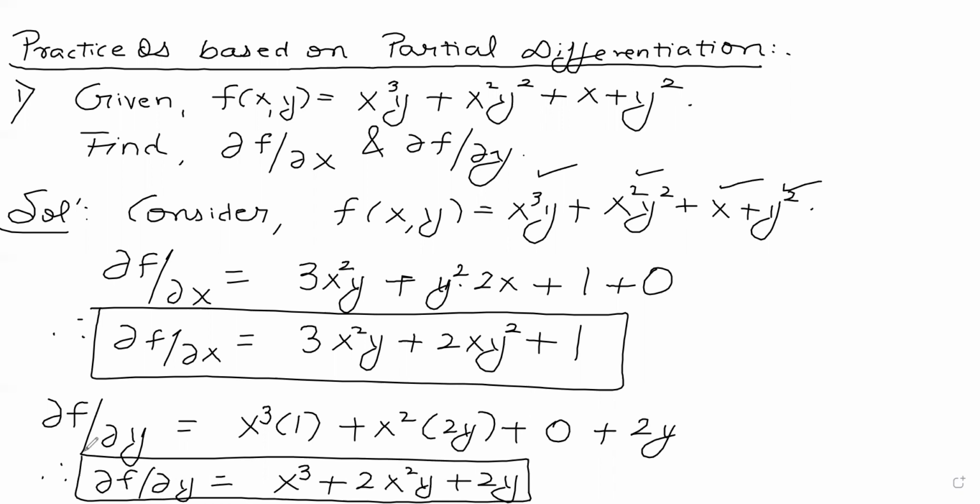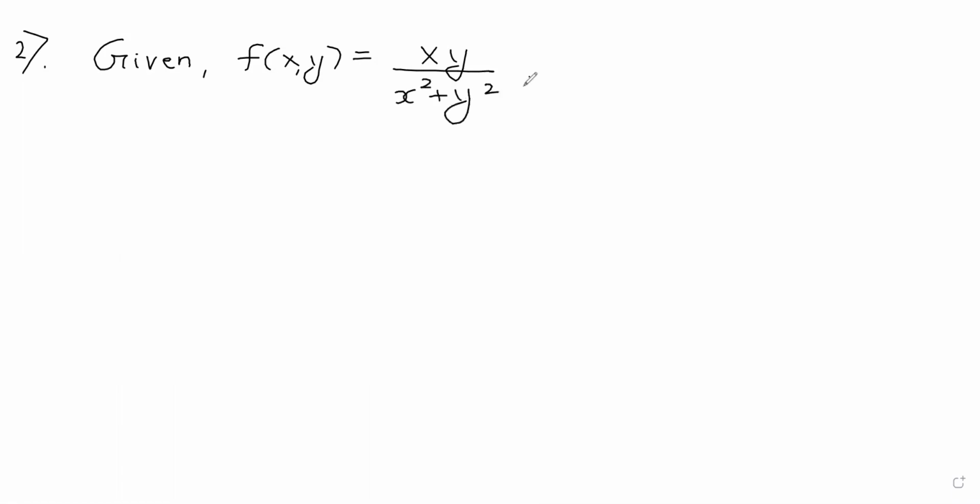So hoping all students have understood this question and have no doubts. Let's look at the second question now. Okay, given f of xy equal to xy upon x square plus y square. Again, the question asks compute del f by del x and del f by del y.